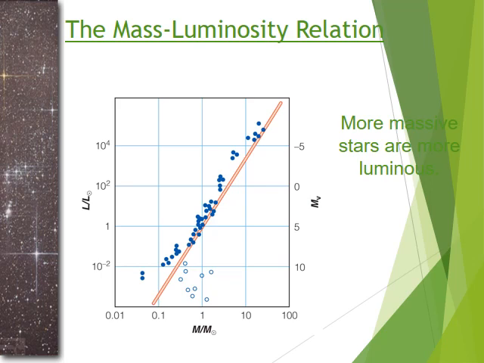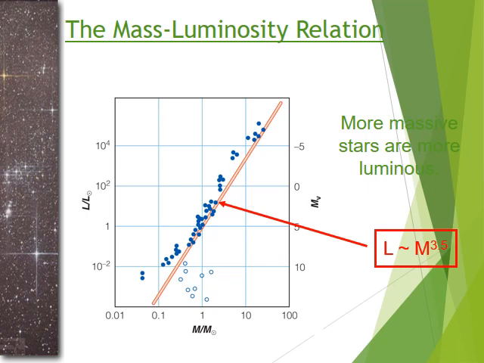One of the last topics covered in Chapter 13 is what's called the mass-luminosity relationship. And it's pretty simple to understand. It's just the more massive a star, the more luminous it is. And that's about it. There's actually a mathematical relationship. This holds only for main sequence stars. That's very important to understand. This only works for main sequence stars.